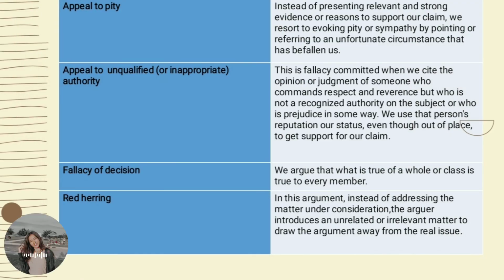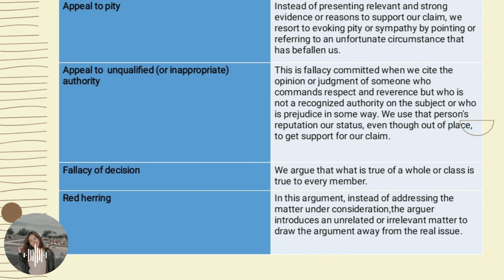Appeal to pity. Instead of presenting relevant and strong evidence or reason to support our claim, we resort to invoking pity or sympathy by pointing or referring to an unfortunate circumstance that has befallen us. For example, you reason to your teacher that you lost connection. So you didn't take the quiz, but the truth is, you fell asleep.